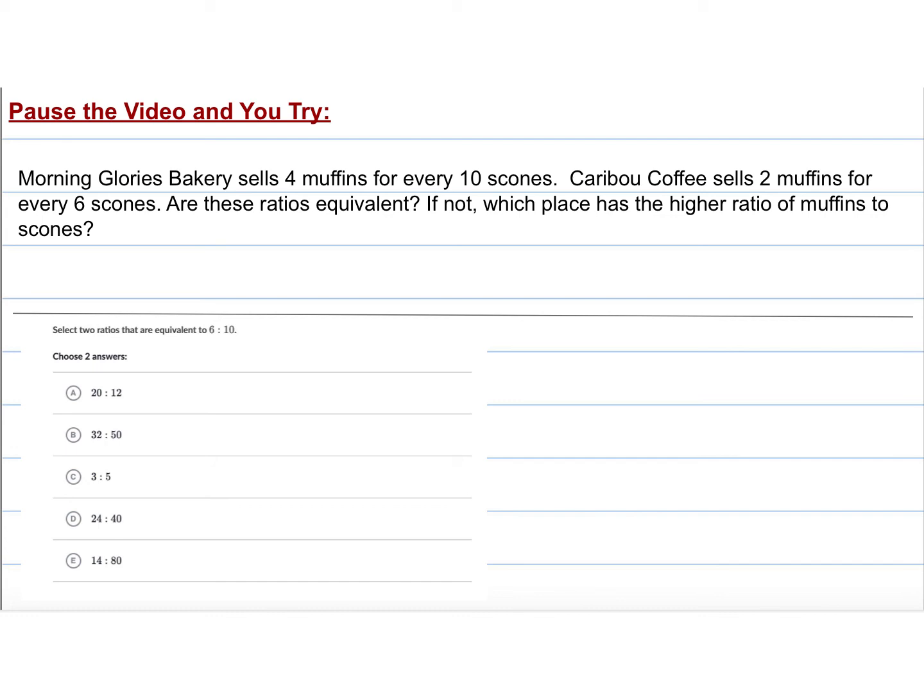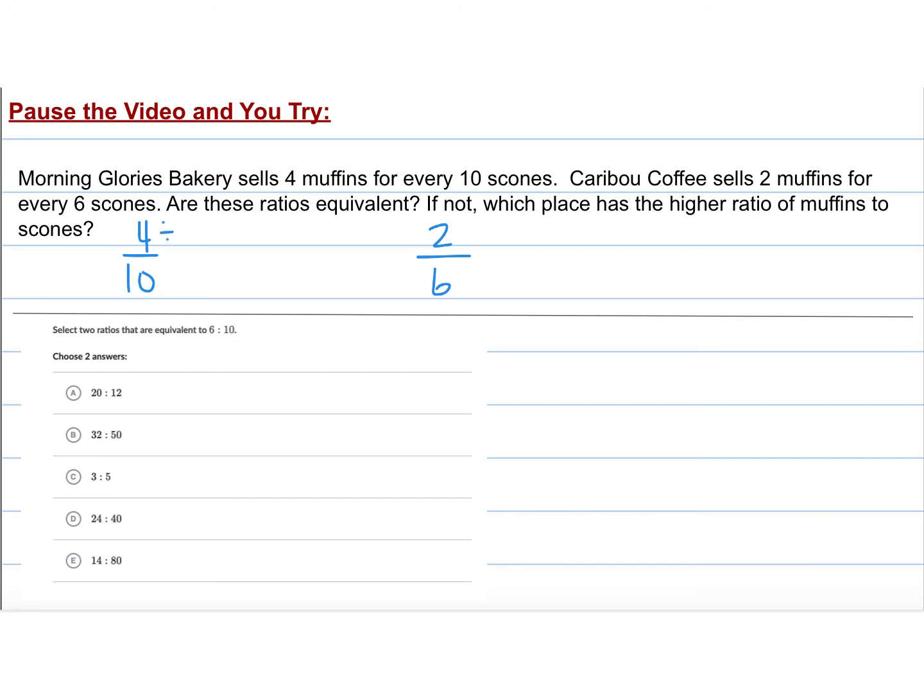So the question says, Morning Glory's Bakery sells 4 muffins for every 10 scones. Caribou sells 2 muffins for every 6 scones. Are these ratios equivalent? And if not, which has the higher ratio? So we're looking at ratios of muffins to scones. So I'm going to write them as a fraction, muffins over scones. And then for Caribou, muffins over scones. Again, you could find common denominators for them, or we could simplify them. I'm going to do simplest form.